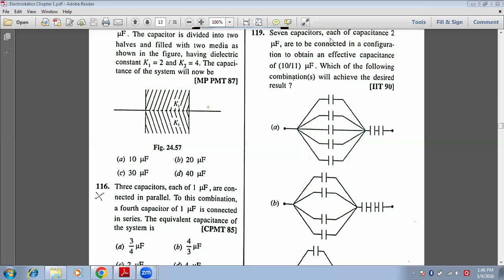7 capacitors, each of capacitance 2 microfarad, are to be connected in a configuration to obtain an effective capacitance of 10/11 microfarad. Which of the following combinations will achieve the desired result? Correct answer: option A.